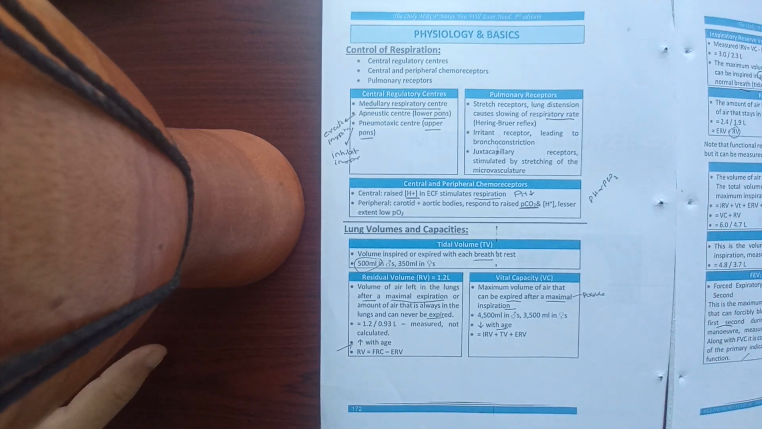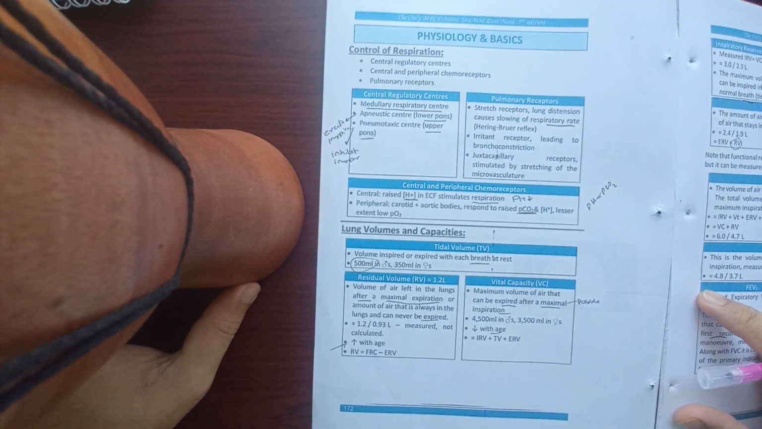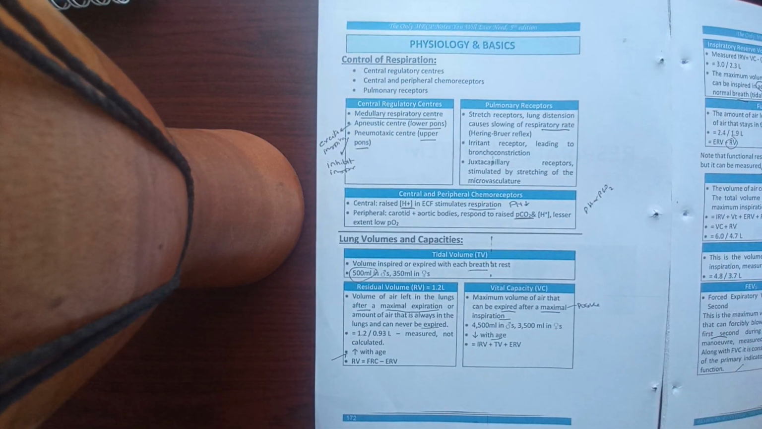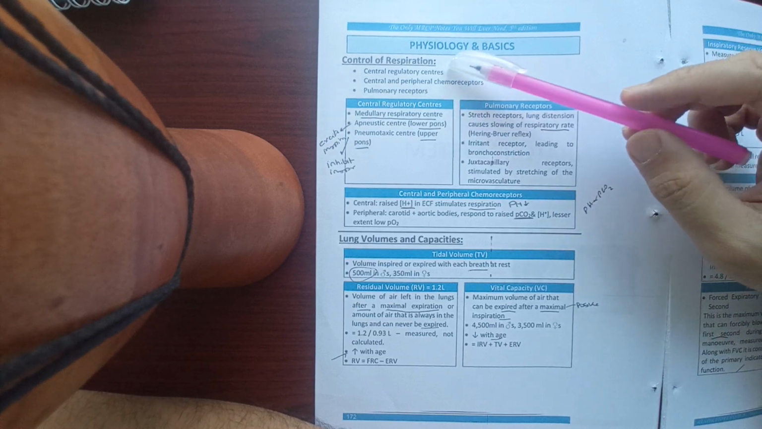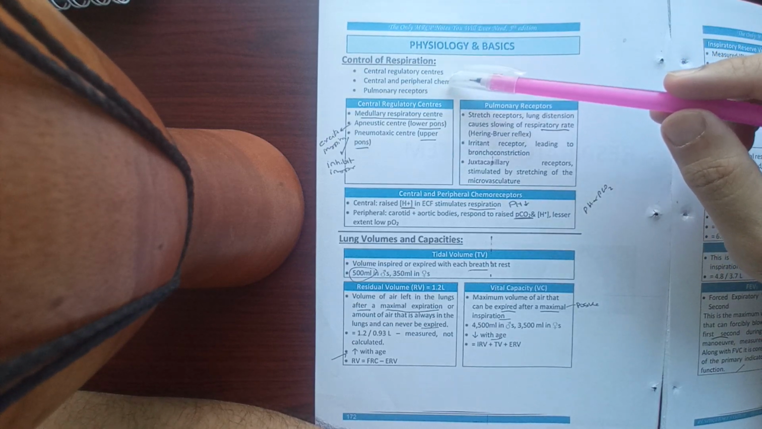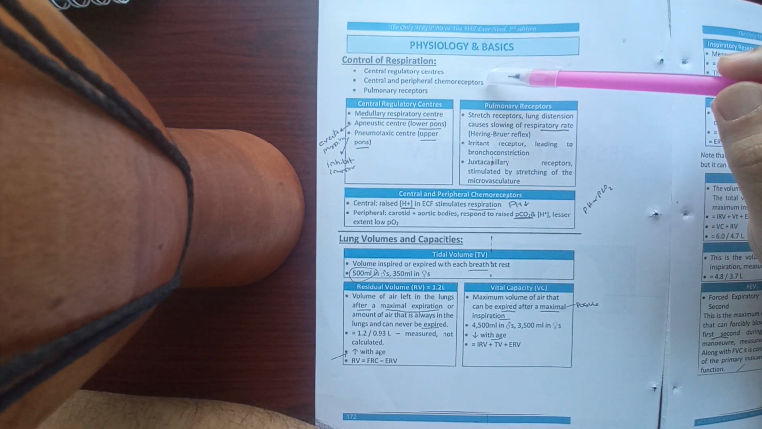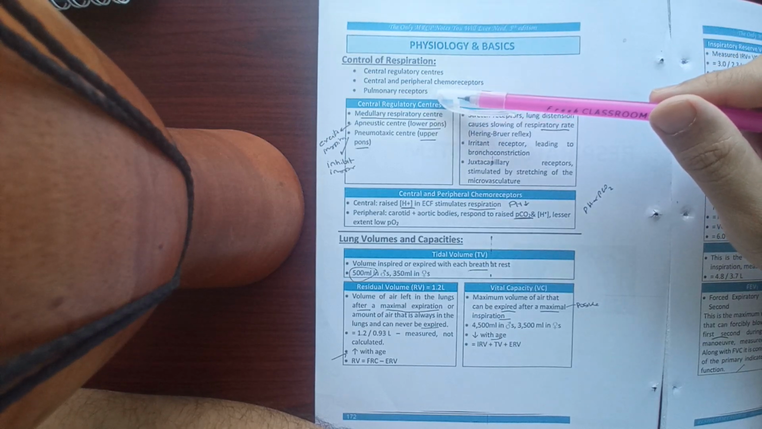Okay, so moving on to the next system, respiratory medicine. It's pretty small and convenient. Physiology and basics, control of respiration. Central regulatory centers and central and peripheral chemoreceptors are there. Pulmonary receptors are also there.